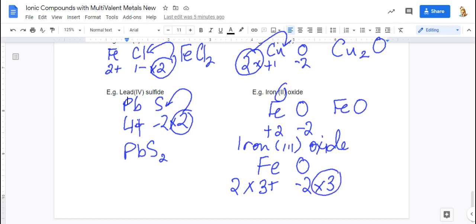So the multiplier becomes the subscripts. So this is Fe2O3. And this is why I love the zero sum rule. There you go.